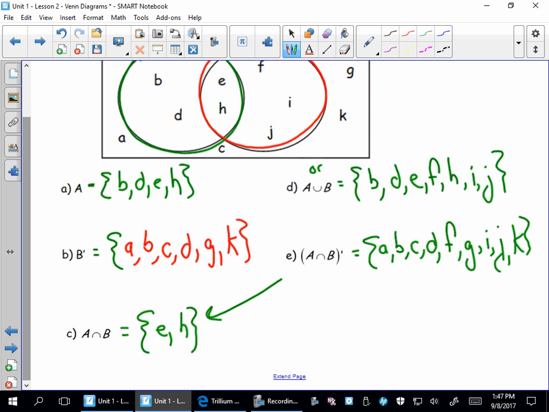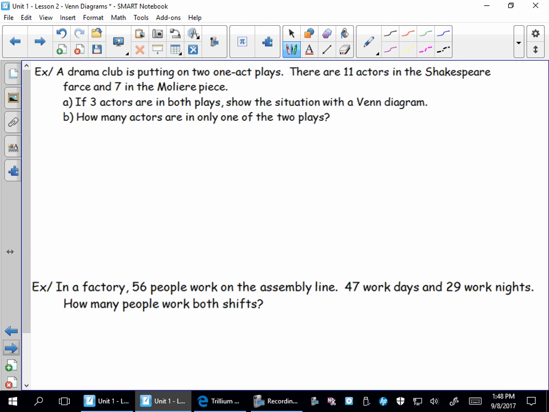Okay, so now we got the idea of how we can make a list of things looking at pictures or counting things. And let's actually solve some problems. So we'll start with a simple one. We have a drama club. They're putting on 2 one-act plays. There's 11 actors who are going to do the Shakespeare play and 7 who are going to do the Moliere one. But there's 3 actors who are in both plays. Can we diagram this with a Venn diagram?